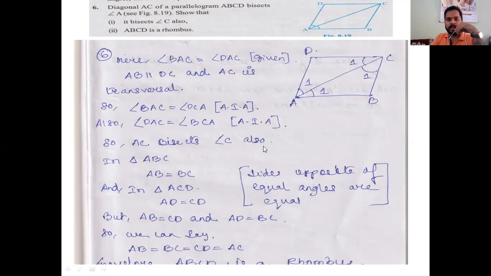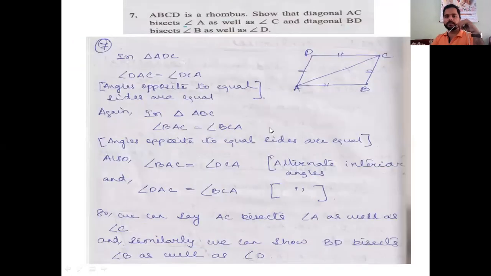Okay. Number 7. ABCD is a rhombus. It is already mentioned here. Show that the diagonal AC bisects angle A as well as angle C. And diagonal BD bisects angle B as well as D. So first let's show for AC. Here you see it is a rhombus. It's the opposite of 6, if you remember. Just recall it, opposite of 6. It is a rhombus.